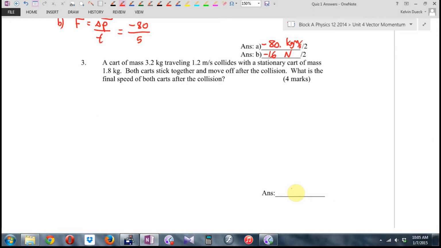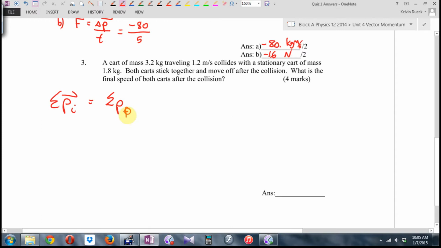Happy New Year. Number 3. A car, blah, blah, collides. The sum of all the momentum before the collision equals the sum of all the momentum after the collision. Before the collision, what's moving? Mass 1, mass 2, or both? Wham! They collide. After the collision, what's moving? Mass 1, mass 2, or both? Elastic or inelastic? This is an inelastic collision, stuck together.